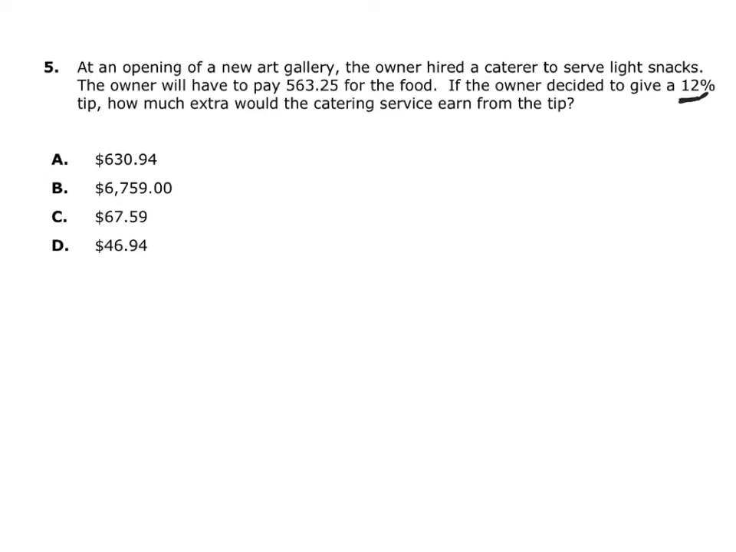12%, and we have to make it a decimal. So anytime we have a percent and we want to make it a decimal, all we have to do is move that decimal 2 times to the left. So now we have 0.12. We're going to take that decimal, we're going to multiply it by the total amount that they have to pay, $563.25. So we're going to multiply $563.25 by 0.12.